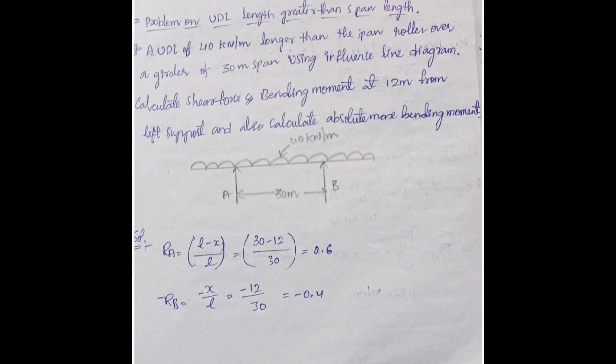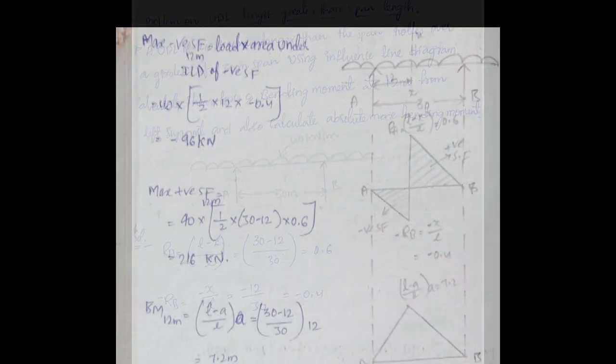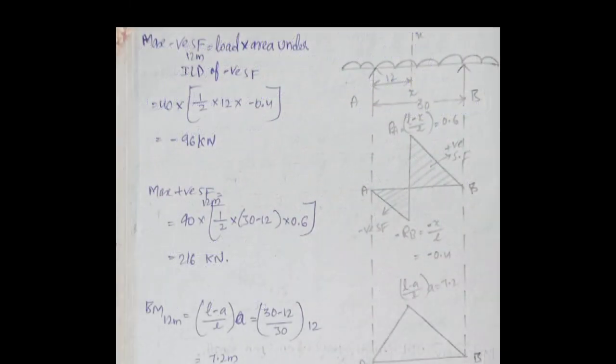So here you can see the figure. The span is AB, which is 30 meters, but the UDL length is greater than the span. The UDL is 40 kN per meter. First of all, let us draw the influence line diagram for reactions. We know that Ra is (L minus x) by L, so 0.6, and Rb is x by L, so 0.4. You can see the influence line diagram for reactions there. Ra has value 0.6 at the top, and Rb is minus 0.4, with positive shear force upwards and negative shear force downwards.